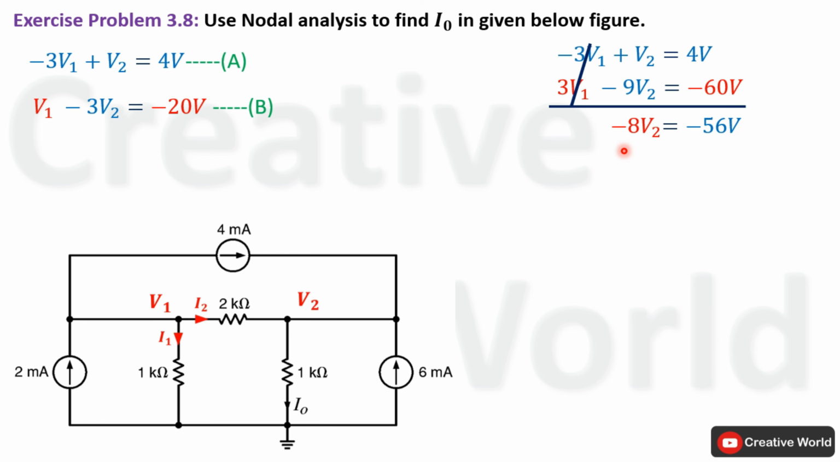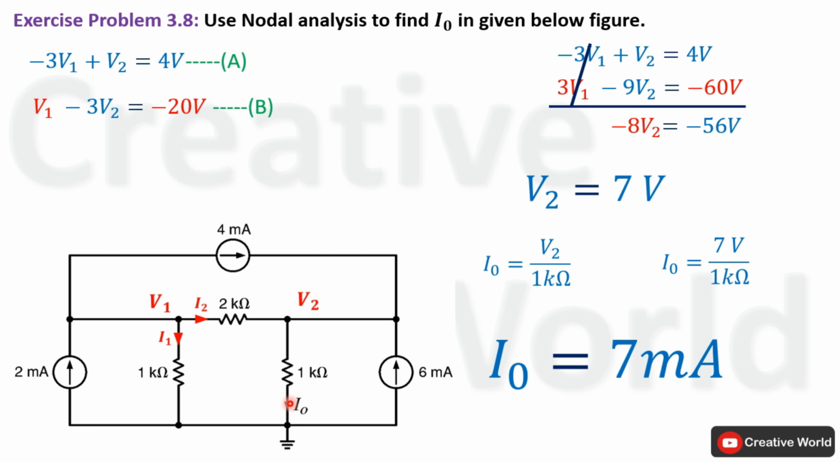Now divide on both sides with minus 8 in order to find out the value of V2, that will become 7 volt. After calculating the value of voltage V2, we are able to find out the value of current I0 using Ohm's law. Current I0 is equal to V2 divided by 1 kilo ohm. Place the value of V2, that is 7 volt. So I0 will be equal to 7 milliampere. So the value of current I0 from this branch in this network is equal to 7 milliampere.